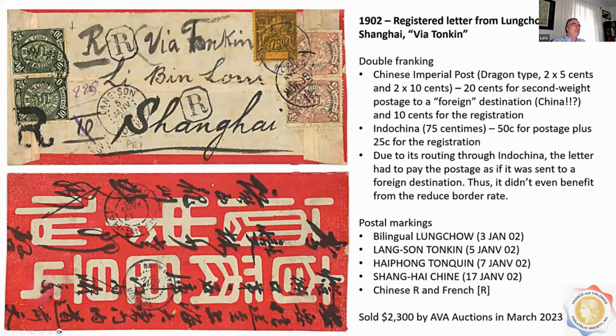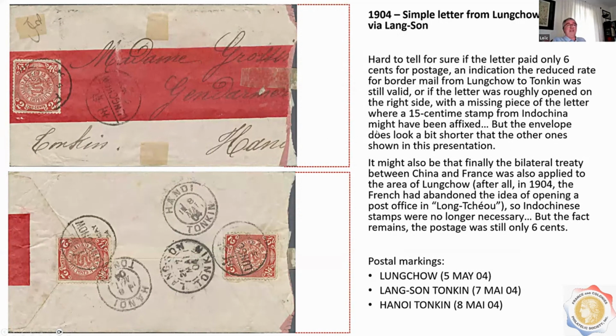And so this one here would eventually be an indication that by May of 1904, finally the same bilateral treaty applied to the mail from Langzhou to Indochina. This one goes to Tonkin, to Hanoi, and it pays 6 cents. And it also would lead us to believe that the reduced 6 cents postage was still valid, because otherwise the letter would have paid 10 cents for foreign. Okay. So it's still an open question. I'm trying to figure that one out as well.